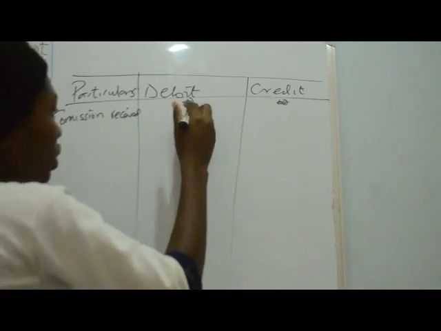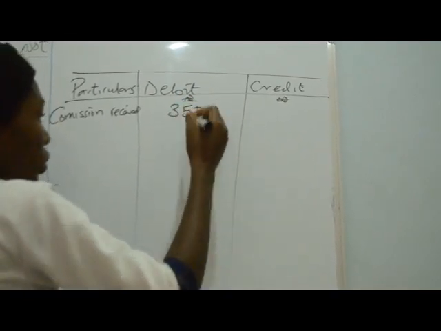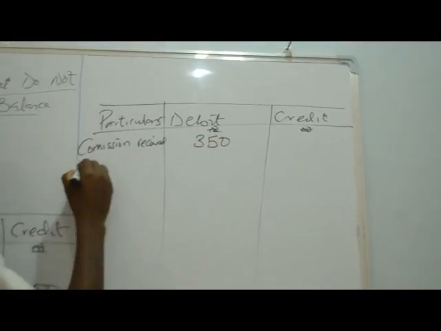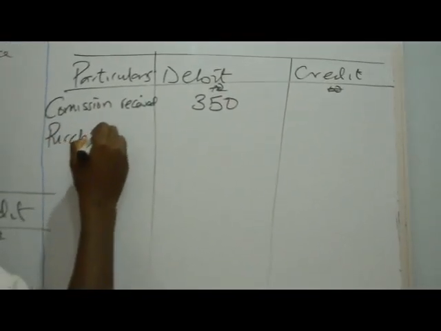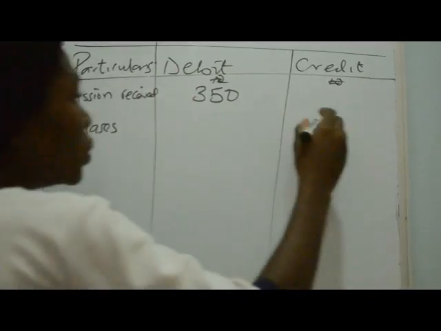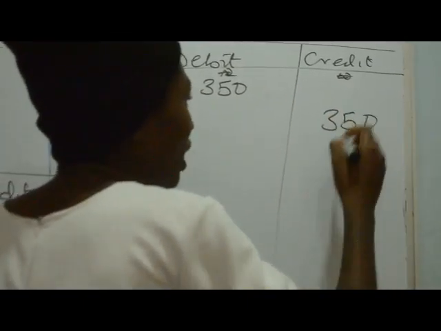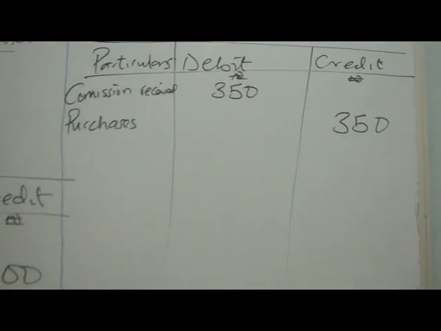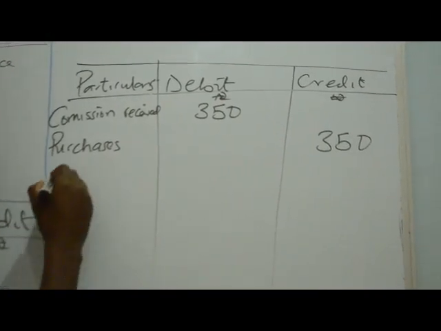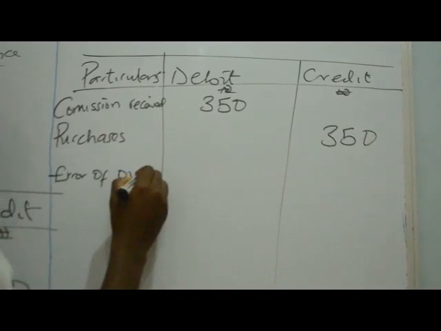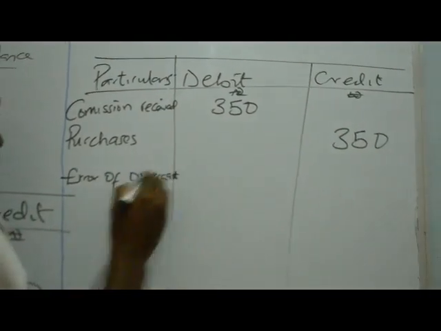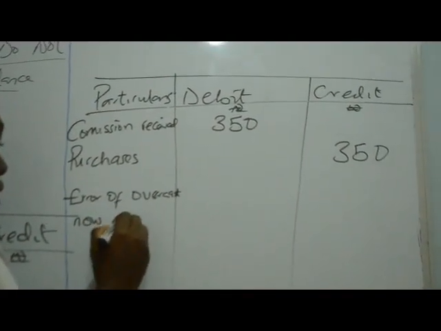So we'll be debiting commission received with the amount of 350, which is the overcast amount. And at the same time, we'll be crediting purchases account with 350 so as to balance up. And then we can say error of overcast now corrected.